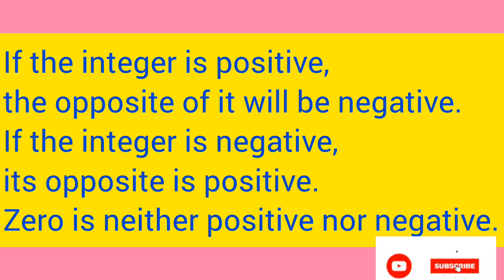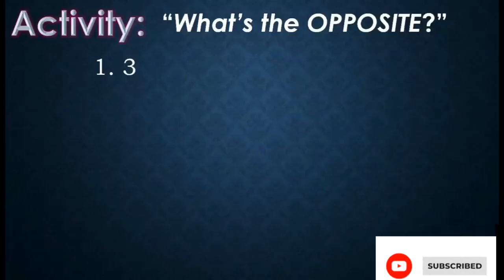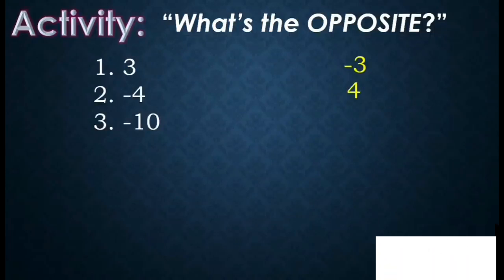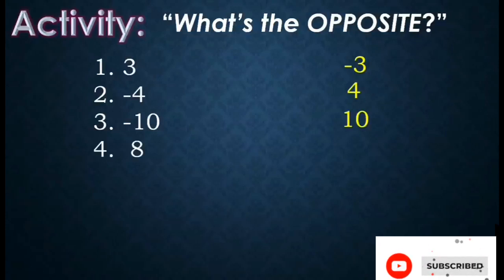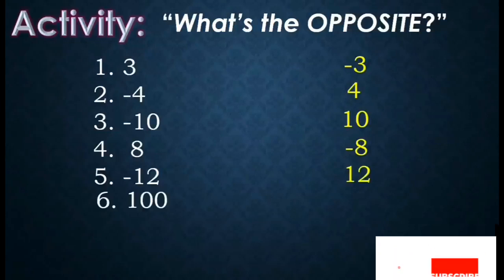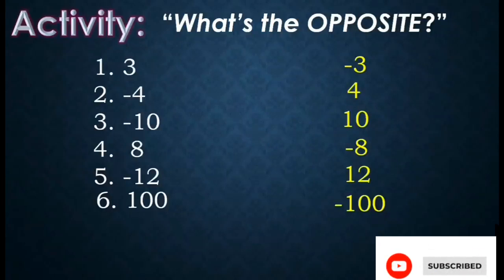Good activity. Now we are going to discuss the activity. What is the opposite of 3? It is -3. The opposite of -4 is 4, +4. The opposite of -10 is 10. The opposite of -8 is 8. The opposite of -12 is 12. And 100, which is positive, its opposite is -100. Good.